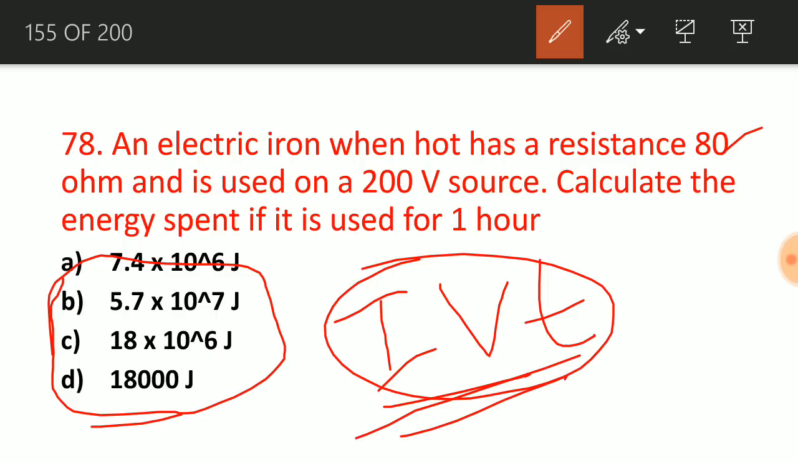This is your formula to calculate the energy spent, because power is equal to I into V, and work done, or energy, is equal to power into T. So I into V into T will give the answer, or you can convert this. You have V, you have R, you can use V is equal to IR and find your I.